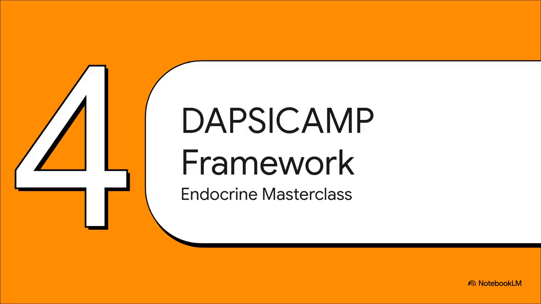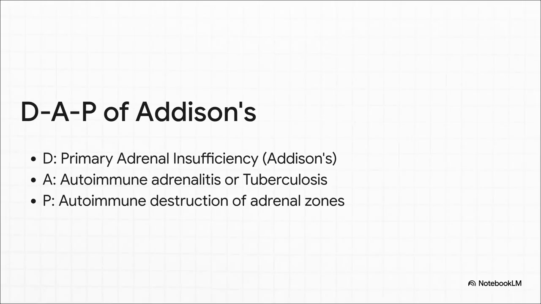That brings us to Section 4, the Dapsicamp Diagnostic Framework, an endocrine masterclass. Thyroid disease is, of course, just one piece of the massive endocrine puzzle. So zooming out from the neck for a second, let's apply the DAP portion of the systemic Dapsicamp framework to Addison's disease, which is primary adrenal insufficiency.